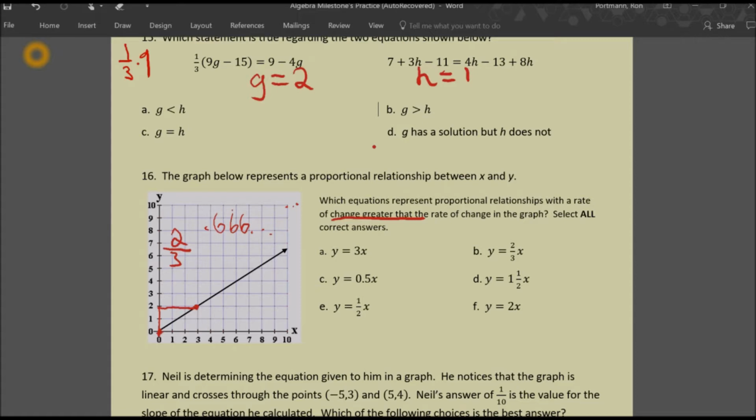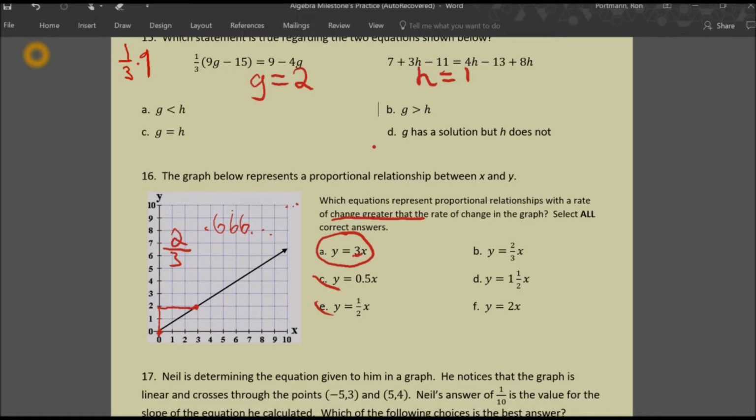What's the rate of change for A? There's only one number there, a 3 right here. The rate of change is the number that's being multiplied by the x. Sometimes they could be rearranged a little bit, so it's hard to tell. You don't just pick the number that's in front. You pick the number that's being multiplied by x. That's your rate of change. And 3 is obviously bigger than 2/3. C, 0.5, is not bigger than 0.6, so the answer's not C. E is the same thing as C. 1/2 is the same thing as 0.5.